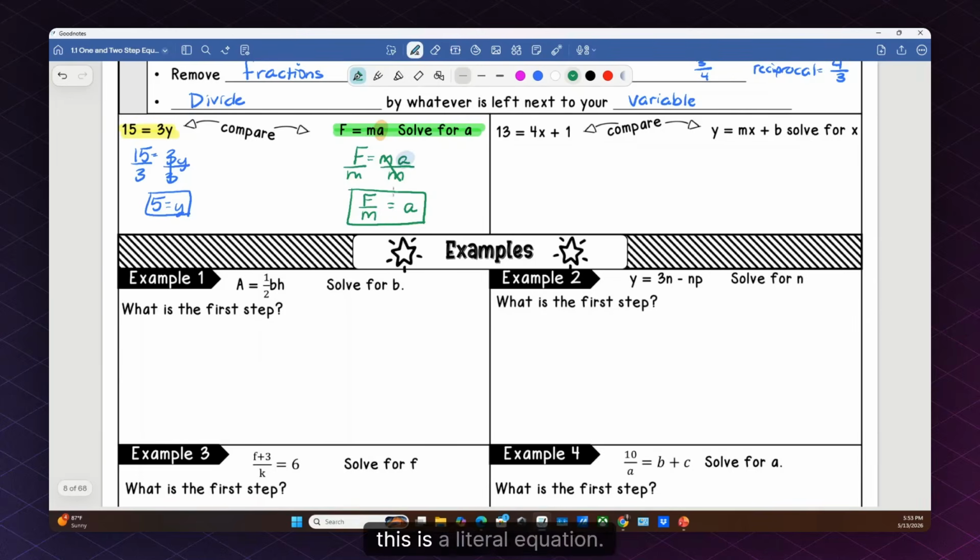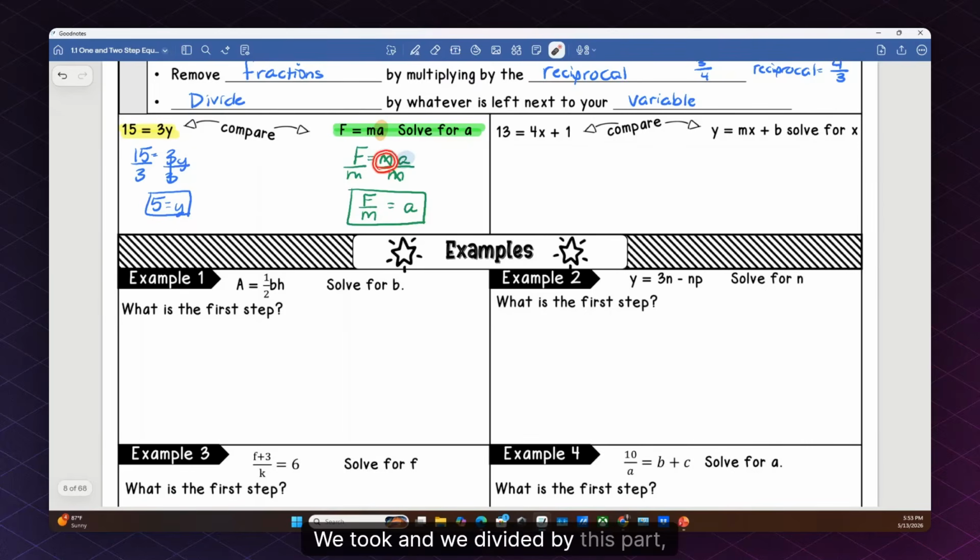But this is a literal equation. We did the same process as over here. We divided by this part on both sides. It canceled. The 15 divided by 3 simplified to 5, but the F divided by M could not be simplified anymore, so you're left with a bunch of letters. Let's look at this next example. If it was a little bit more complicated, we have this guy here, a nice, easy two-step equation.